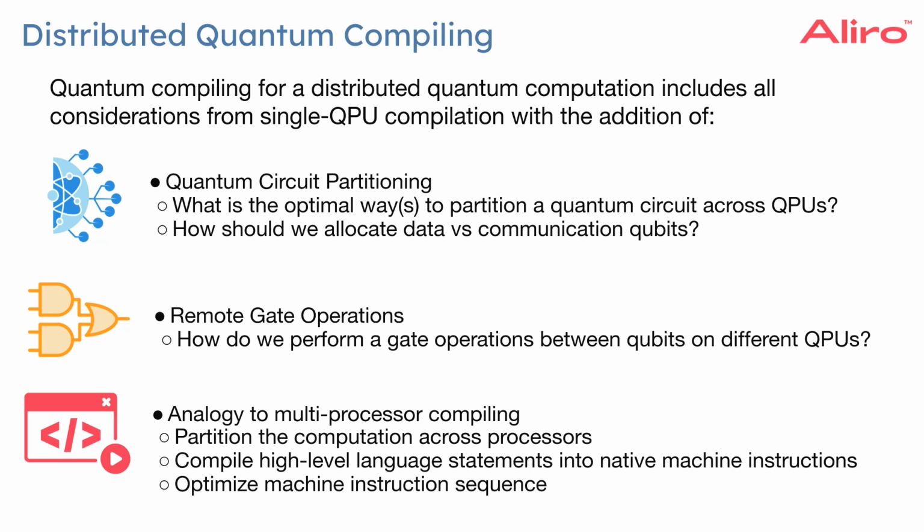One helpful analogy that we can think about is that all of these compiling problems are broadly or roughly analogous to a classical processor compiling a high-level language into native machine instructions, because we have a lot of the same processes. We have to map abstract statements to native machine instructions. We have to optimize the machine instruction sequence. So this is a pretty good analogy that you can take.